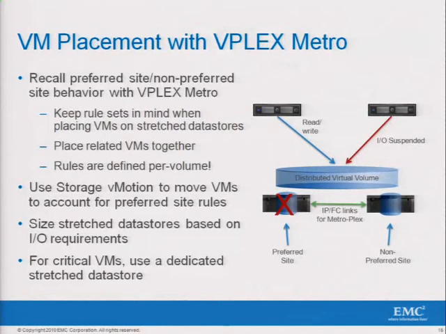Now, that third bullet there, size stretched data stores based on I/O requirements. This is a synchronous type solution. We are synchronizing data between the two sites. You want to be sure and keep this separate from something like a RecoverPoint type area where you might have asynchronous replication. This is synchronous replication, a synchronous mirroring of data between two locations. For that reason, the more VMs you put in a stretched volume, the more I/O you're going to put across that FC link. So just size your data stores and place VMs in your data stores with an understanding of what their I/O requirements are, and then plan accordingly based on your connection between those two sites.